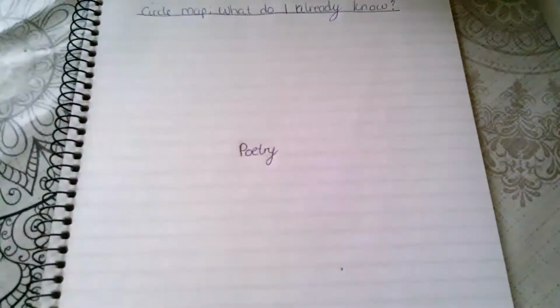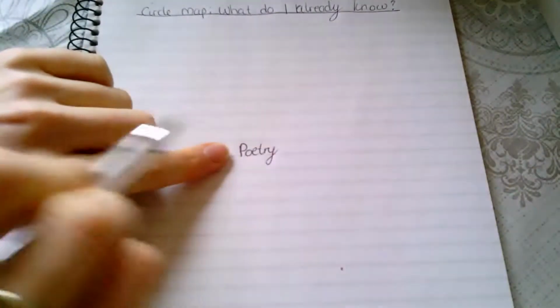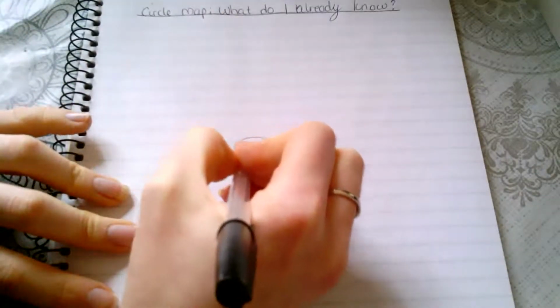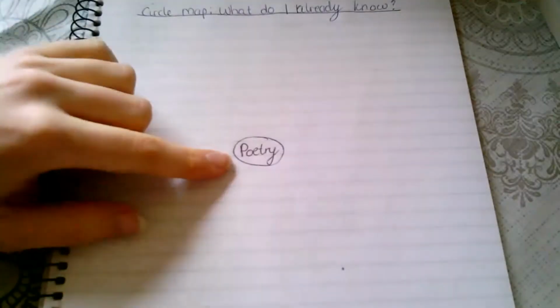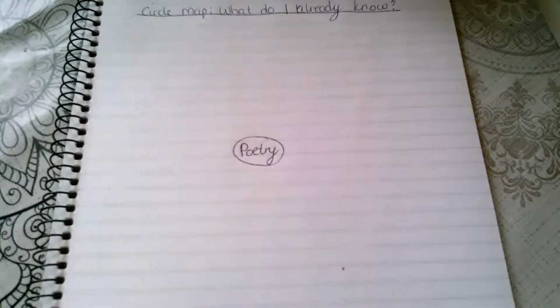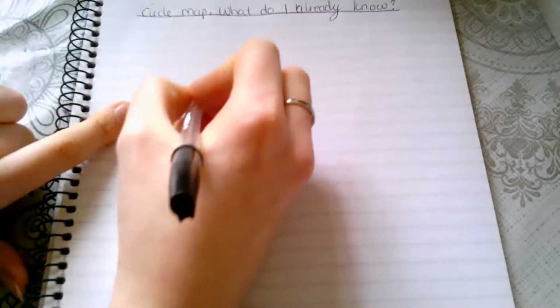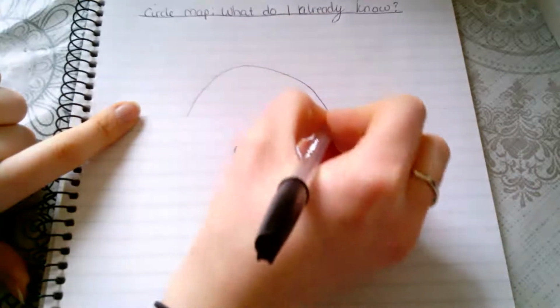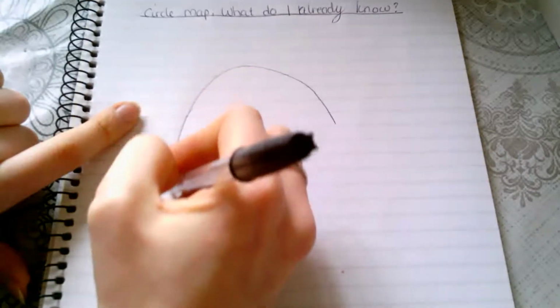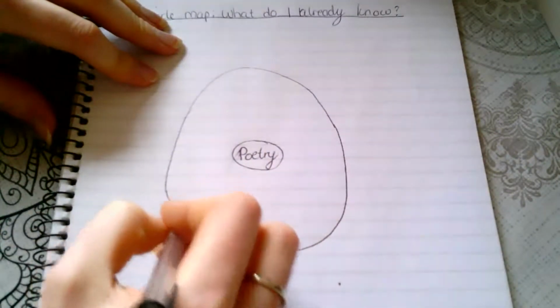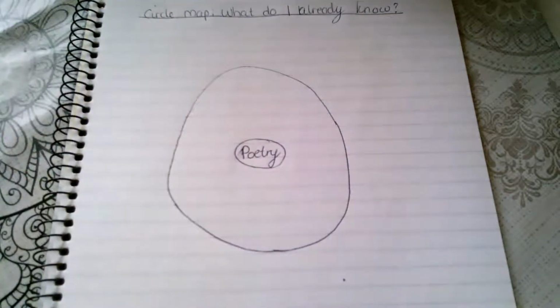So I'm going to write poetry in the middle, and then I'm going to draw my circle afterwards, because otherwise I don't know if I can fit the word poetry in my circle. I'm very lightly drawing a very small circle. Okay, and then I'm going to draw a slightly bigger circle. And if you have a pencil, I would love you to do this in pencil for me, because mine is ending up looking pretty ugly.